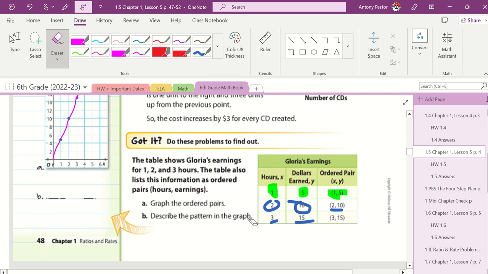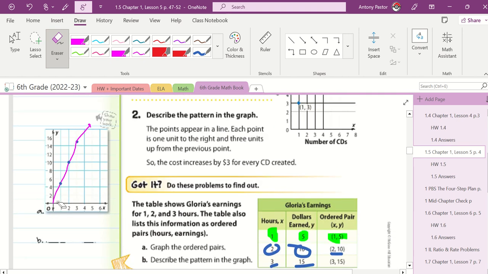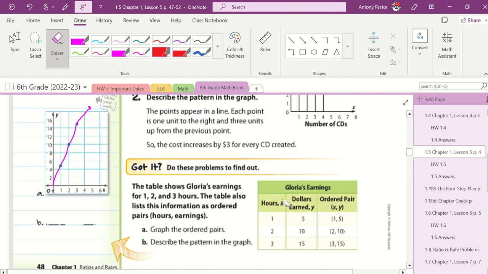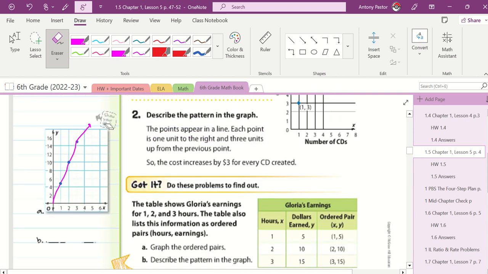Describe the pattern in the graph. As we said, each number goes up by 1 to the right, 1, and then 2, then 3, and it goes up 5 because she's making $5 an hour, every hour. If we were to extend this graph, 4 hours would get her $20, 5 hours would get her $25, 6 hours would get her $30. It's $5 each hour that it increases. So this is going to be our pattern in our graph.